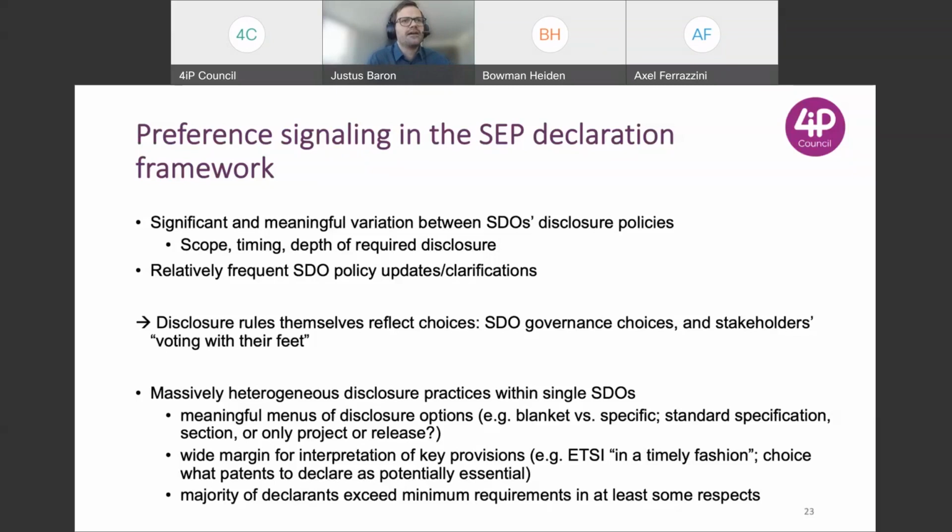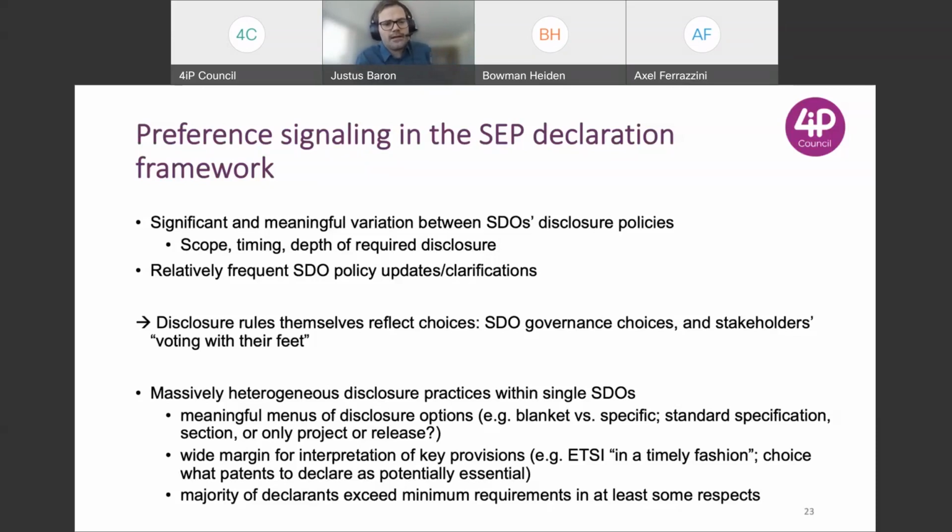And not only is that evidence that there is at least some level of choice for stakeholders in which institutional environment to participate, but also there is evidence of relatively frequent changes to disclosure obligations and declaration policies, which means that if a policy is found to be undesirable by a sufficient group of SDO stakeholders and decision makers, then it can be changed. So these are two elements where the definition of the rules themselves already reflects parties' preferences, because parties can basically vote with their feet and select an organization with a rule that they like, but they also can directly participate in the governance processes for changing those rules that are found to be inefficient.